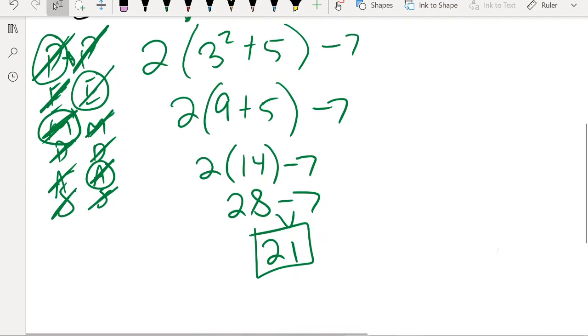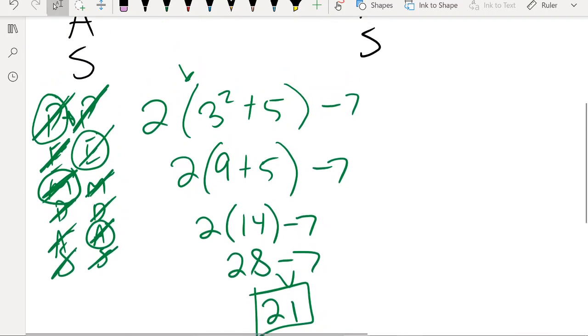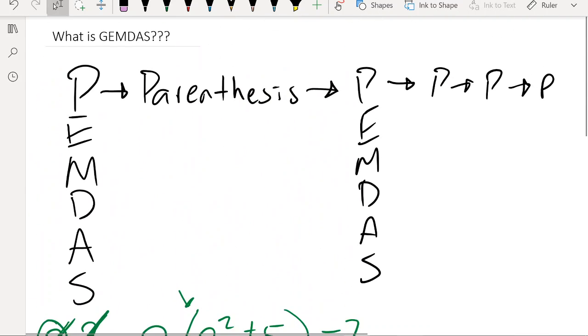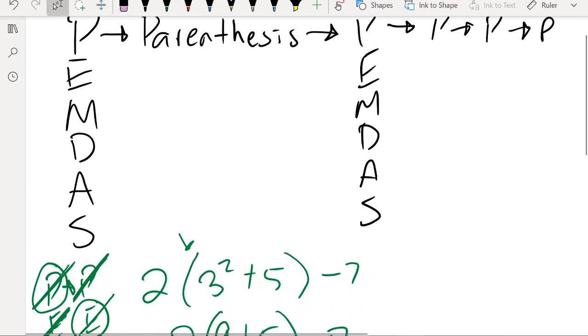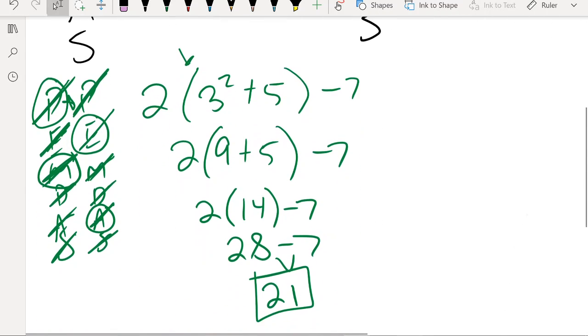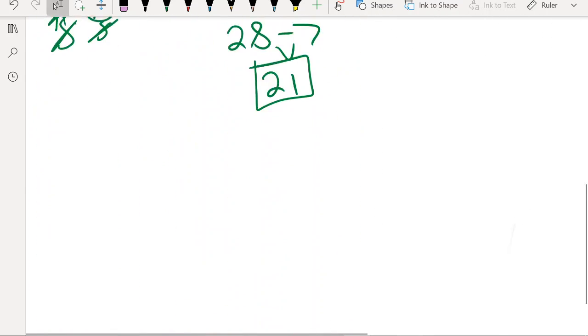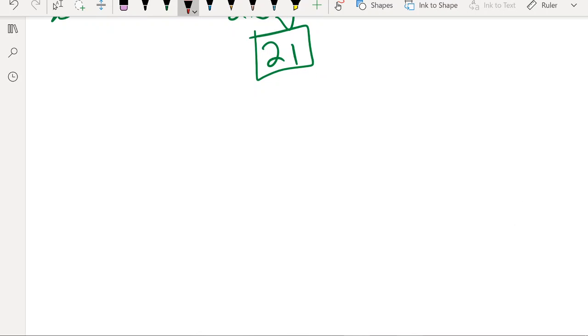But here's the problem with PEMDAS. This is why GEMDAS is better than PEMDAS. PEMDAS is old news. It's garbage. GEMDAS is a million times better. And if you hear me talking about GEMDAS in the future, it's because I've officially drank the Kool-Aid and I now get why GEMDAS is better.